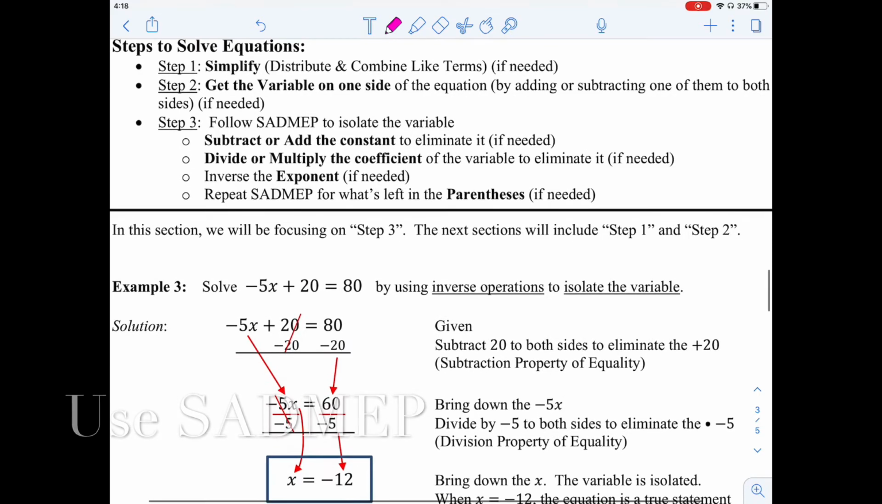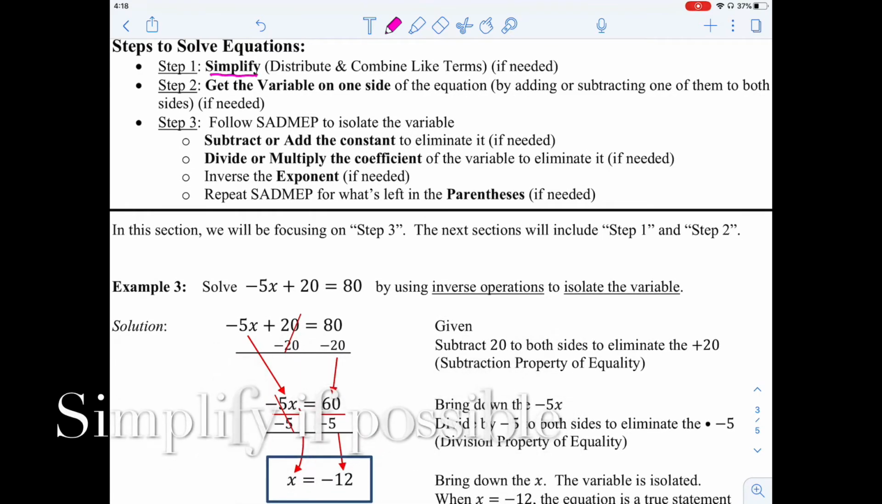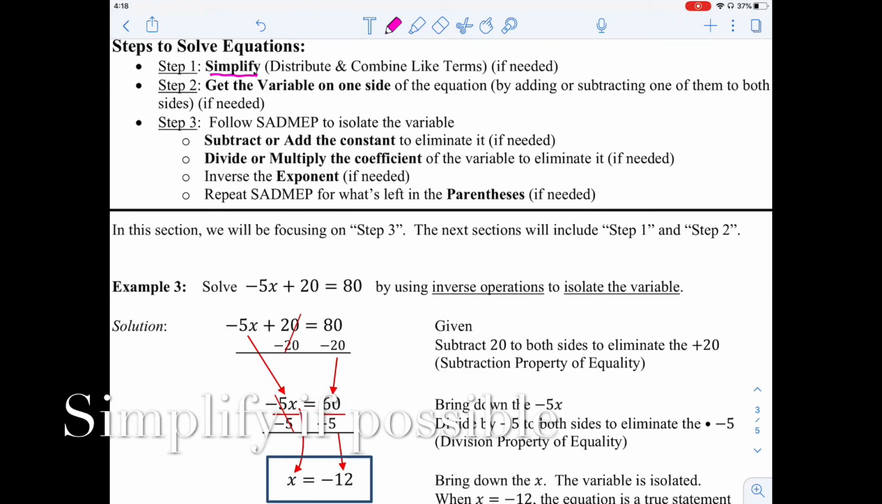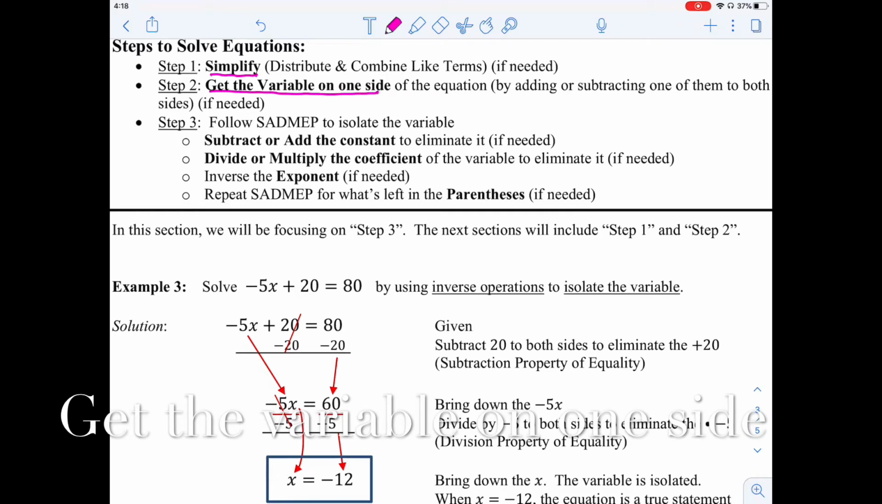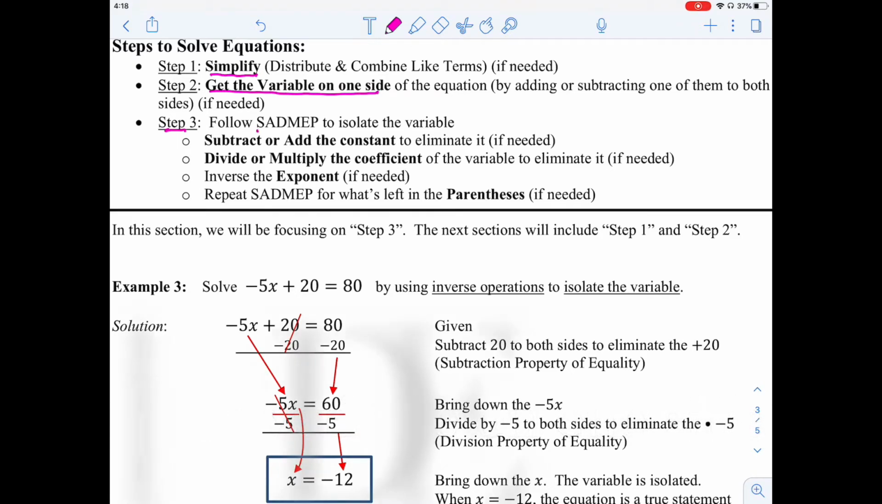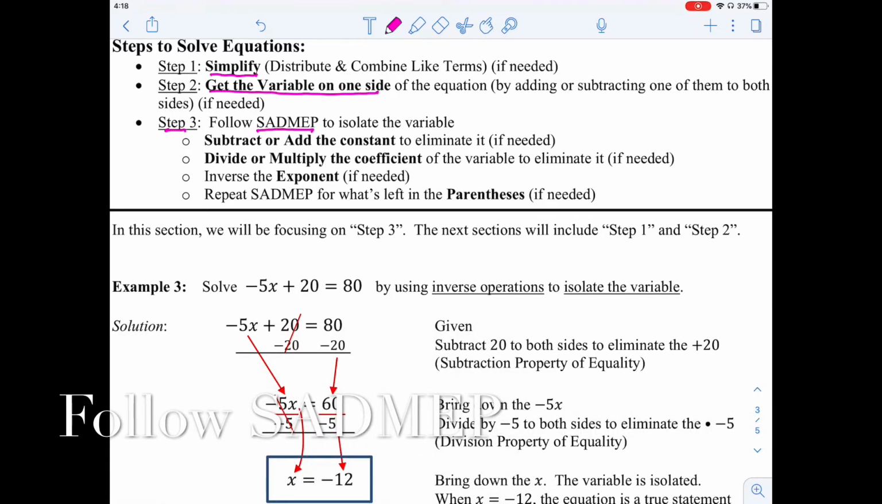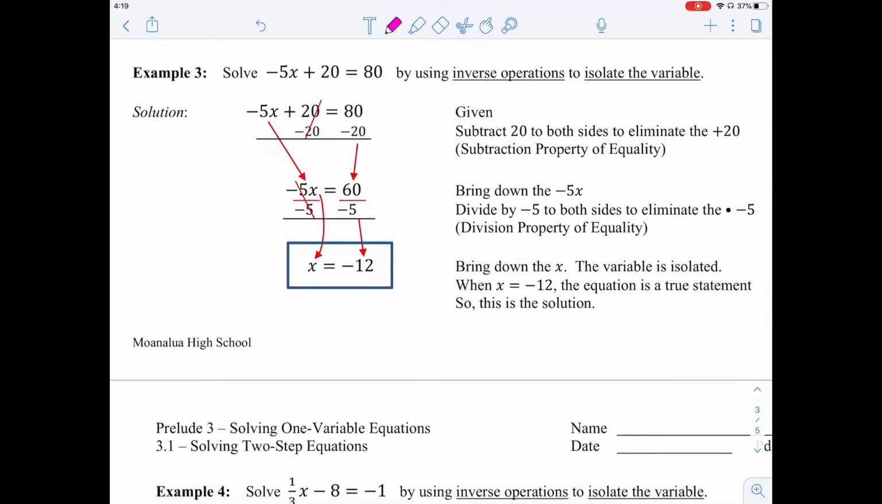To solve equations, first we simplify if we can, like distribute or combine like terms, if needed. Then we get the variable on one side, if it's not already on one side. And then step 3 is we follow SADMAP to isolate the variable. We're going to try to subtract and add first, divide or multiply, and then find the inverse of the exponent if needed. And then we do what's left in the parentheses. Okay, so we got two-step equations.